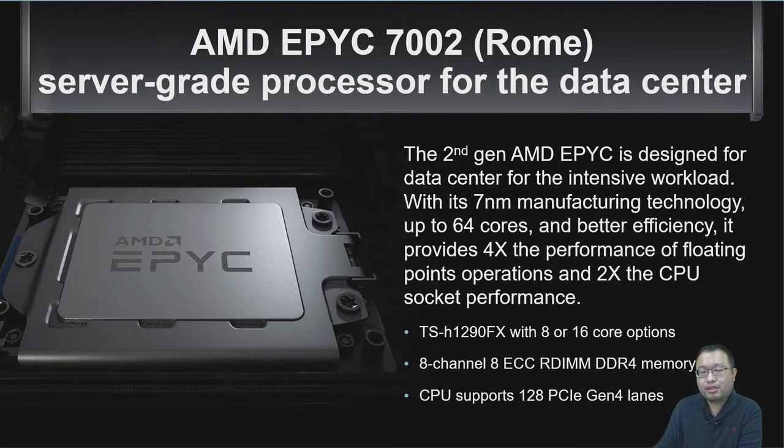And the memory is also very powerful. It can support 8 channels and 8 DIMM slots of RDIMM DDR4 ECC memory. Most importantly, the CPU has 128 high-speed PCIe Gen4 lanes, which means it is a very good processor for the all-flash hardware design, to minimize latency.